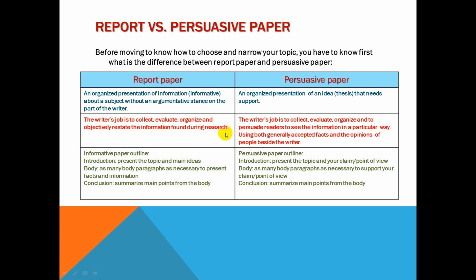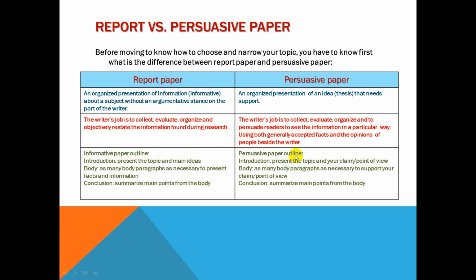But as for the persuasive paper, the writer's job is to collect, evaluate, and organize, and all of those steps are done to persuade readers to see the information in a particular way, using both generally accepted facts and the opinions of people besides the writer. And of course, he's free to present his own idea also.